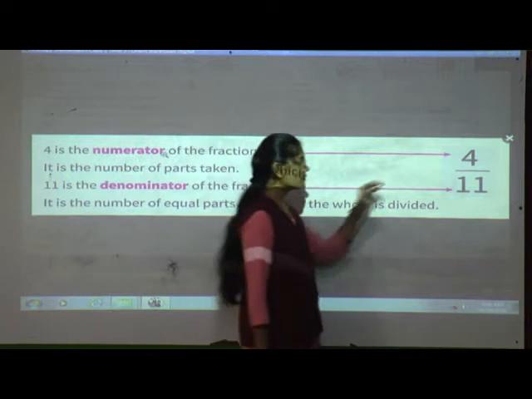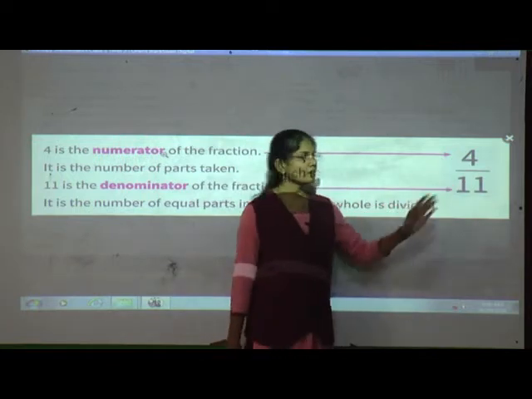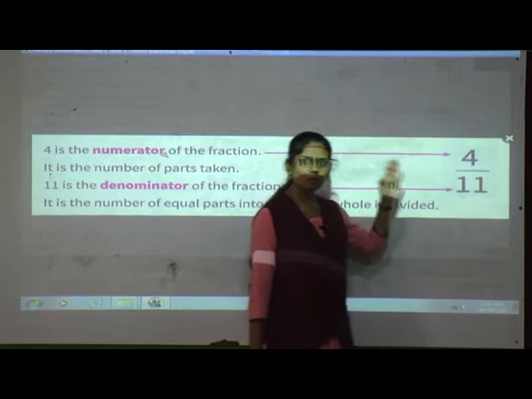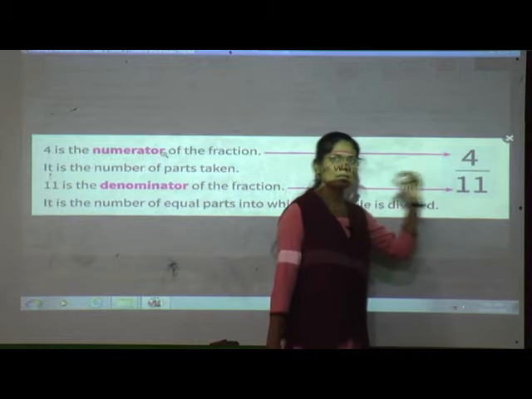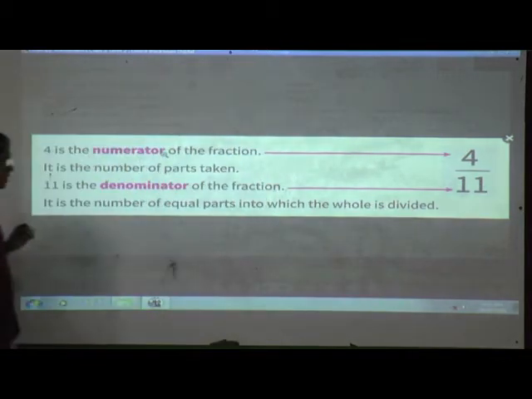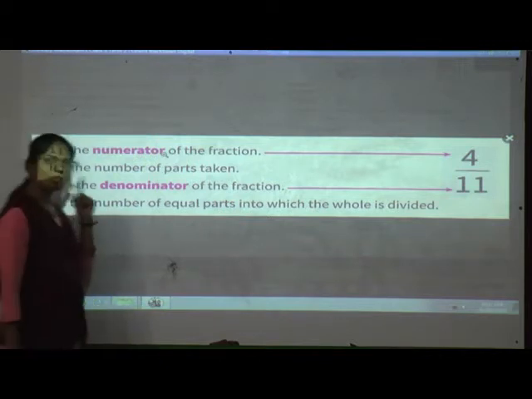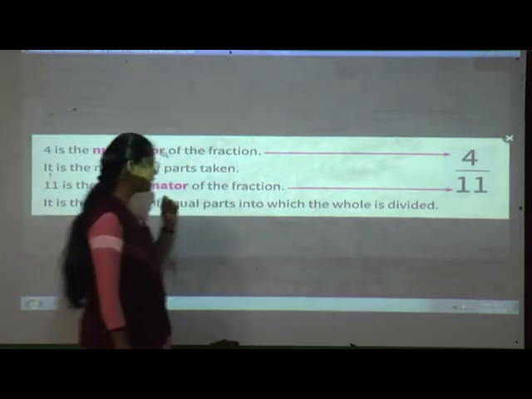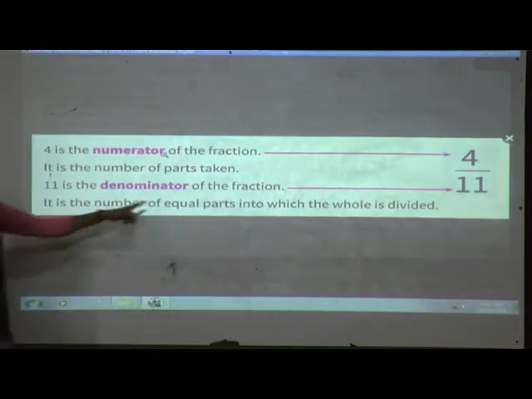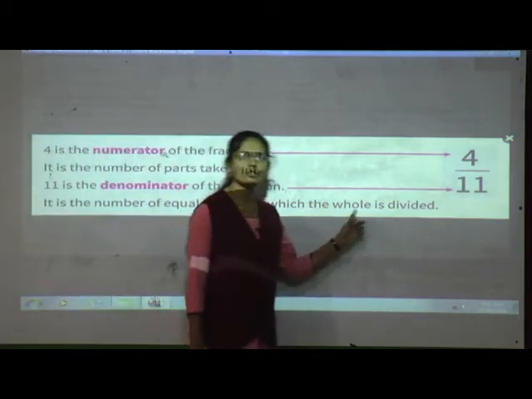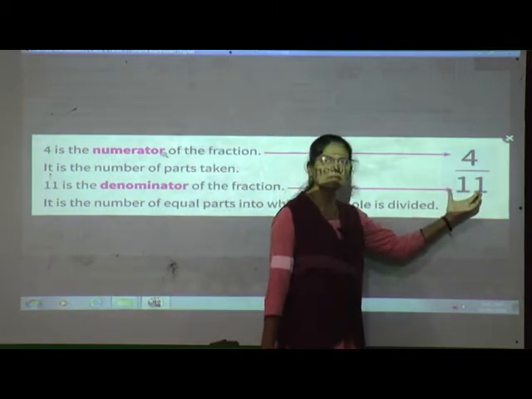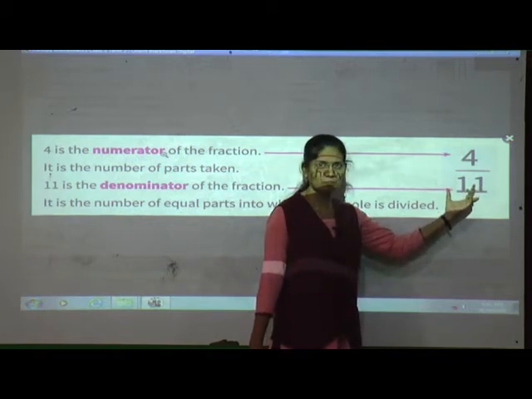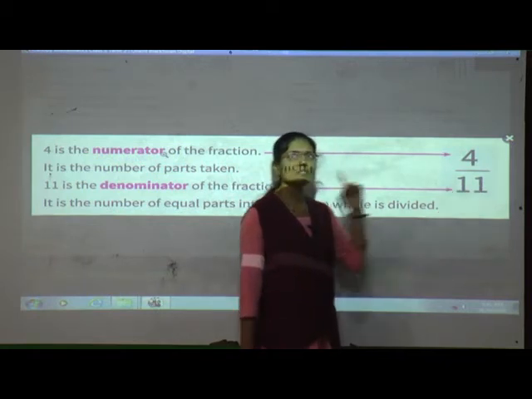Okay. Now suppose the fraction is 4/11. In this fraction the denominator is 11. Why is 11 called the denominator? Because that fraction is divided into 11 equal parts. So what is meant by denominator? It is the number of equal parts into which the whole is divided. So this whole is divided into 11 equal parts. So this number 11, which is downside, is called the denominator.